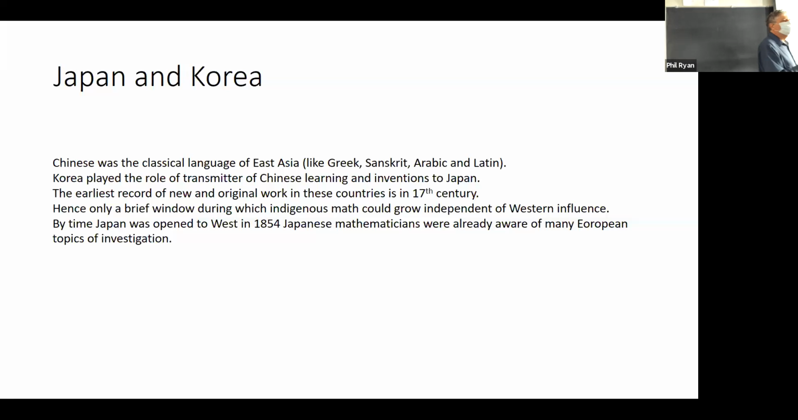So if you know your Japanese history, the shoguns really closed down Japan and tried to limit Western influence until Matthew Perry came along in 1854. But even before that, Japanese mathematicians were already aware of what was happening in Europe. And so today, Japan, Korea, and China are kind of mathematical powerhouses.